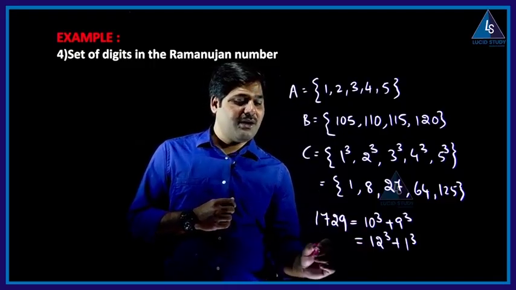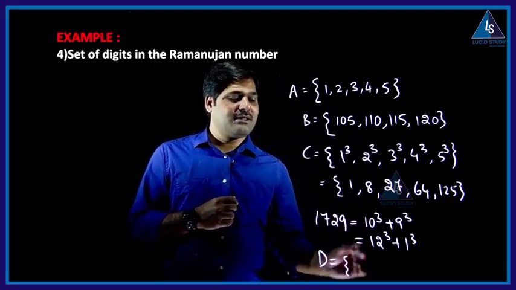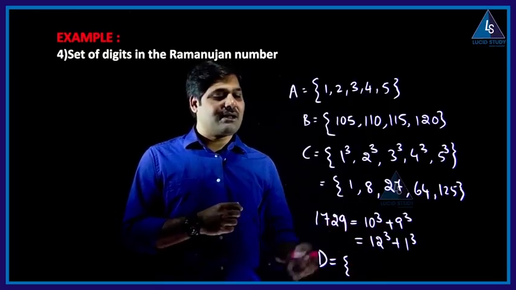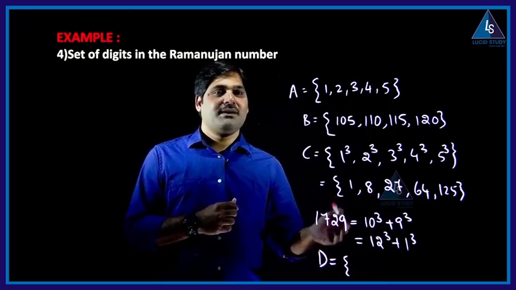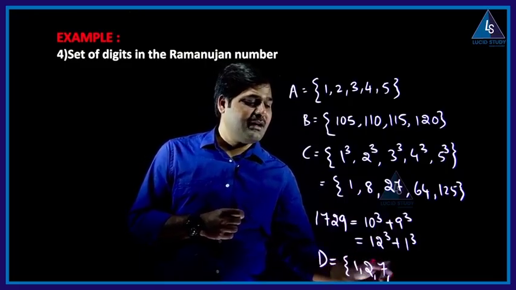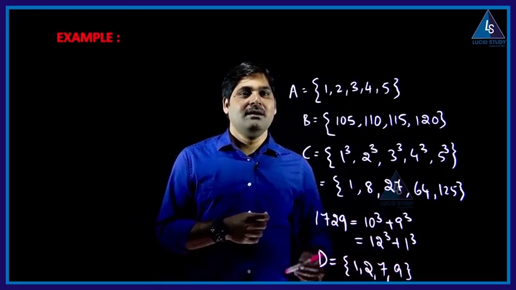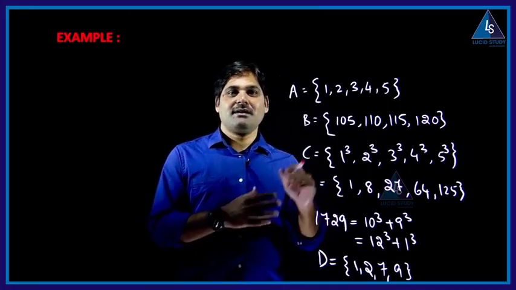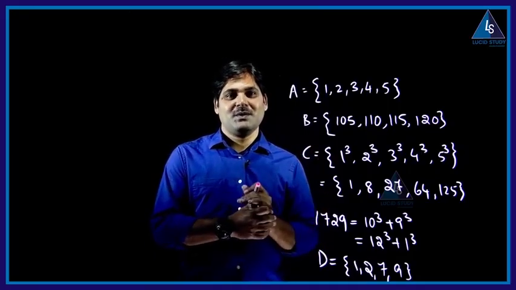So now we have to form a set with digits of Ramanujan number. What are the digits inside this? 1, 7, 2, 9. So if you write in an order 1, 2, 7, 9. So like this we will represent the sets like this. Okay. Now let us see some symbols regarding sets.